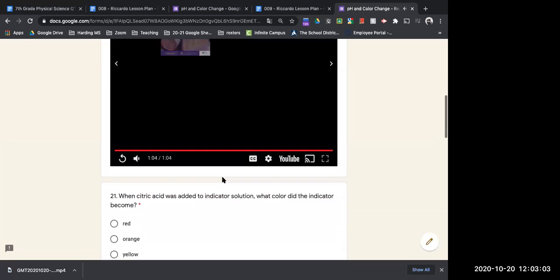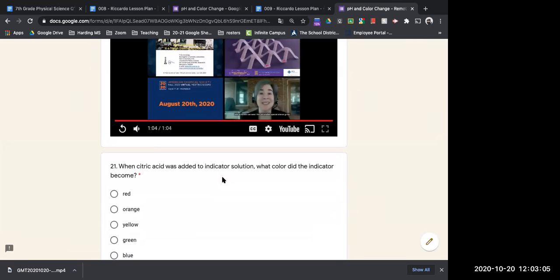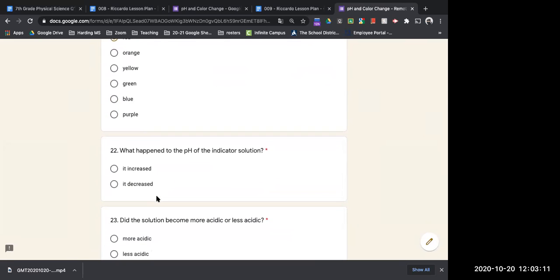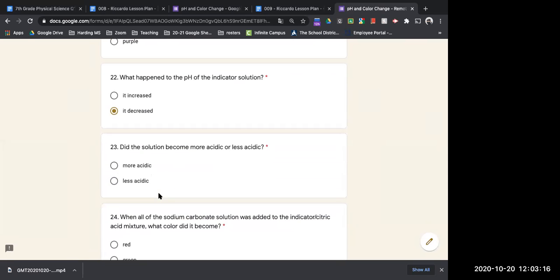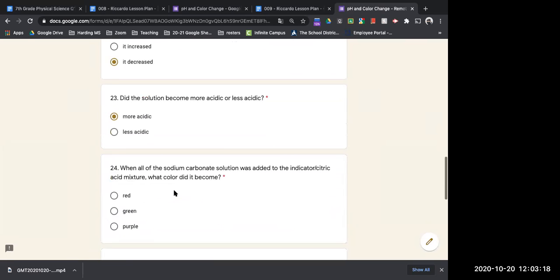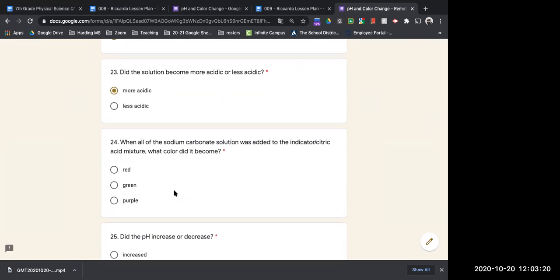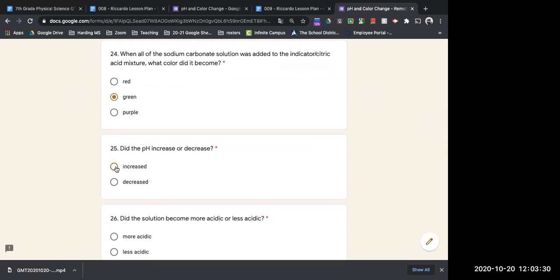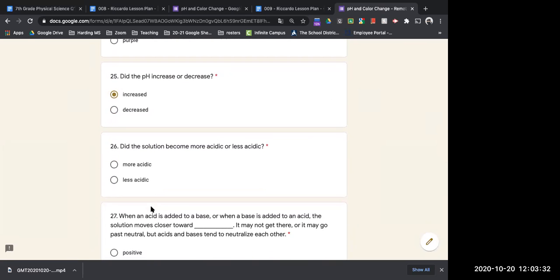Cool. All right. When the citric acid was added to the indicator solution, what color did the indicator become? It became about red. And what happened to the pH of the indicator solution? It decreased. And did the solution become more acidic or less acidic? It became more acidic. And when the sodium carbonate solution was added to the indicator citric acid mixture, what color did it become? Well, initially it was purple, but it did become green. And did the pH increase? Yes.